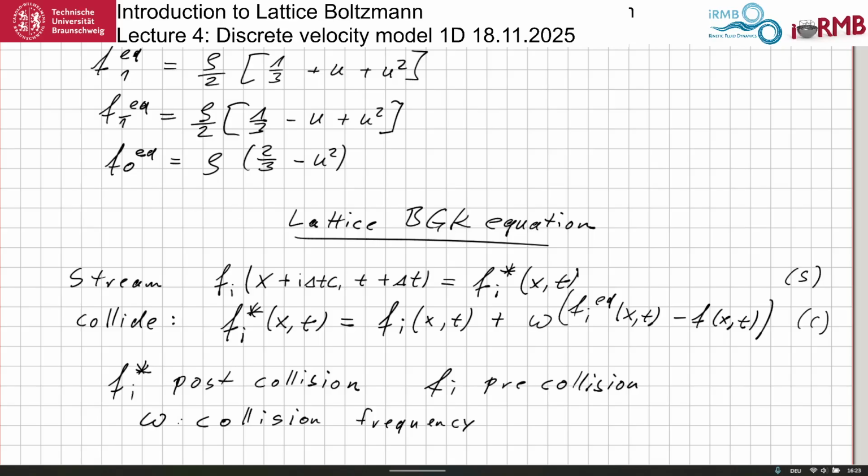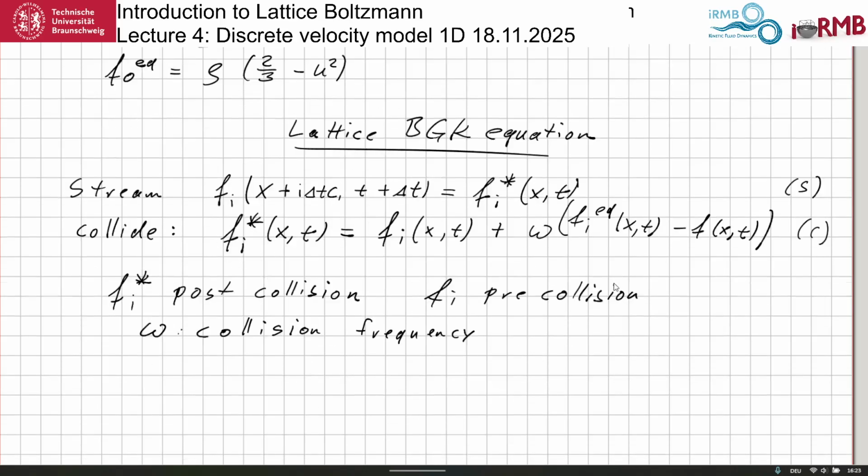So now there is a mysterious way of understanding this. Or maybe in another way. So now we do streaming and collision, and it's a little bit mysterious whether we start with colliding or we start with streaming.